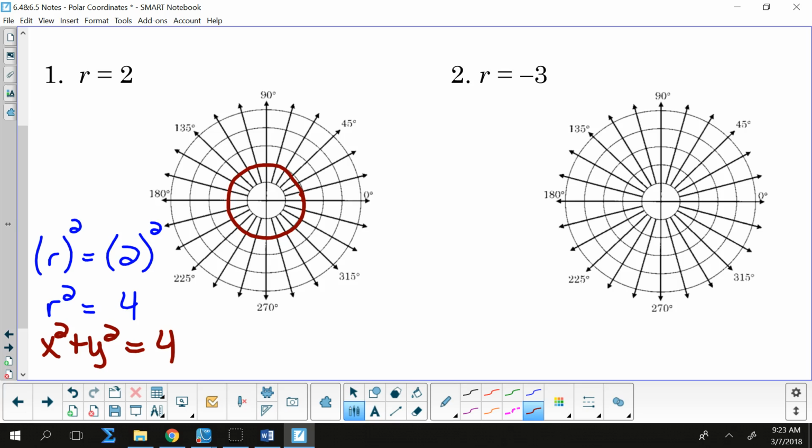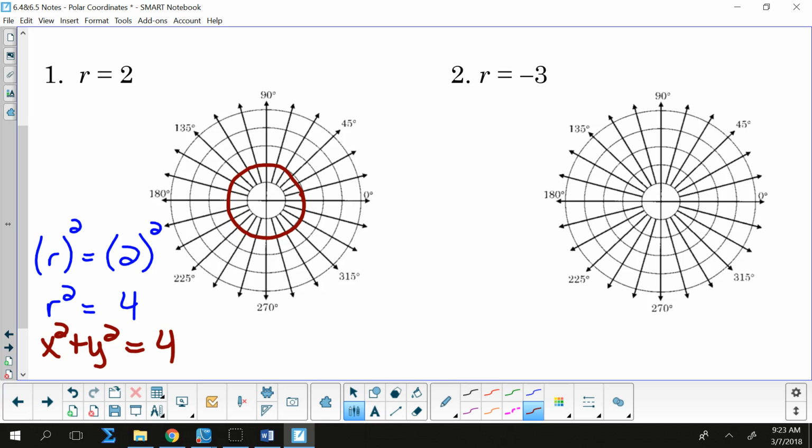When it's just a number, it's fine to keep that number over there. But if it were for y or for x, then bring it over. Okay? If it's just a number, it can stay over there. Good question. What about number 2?